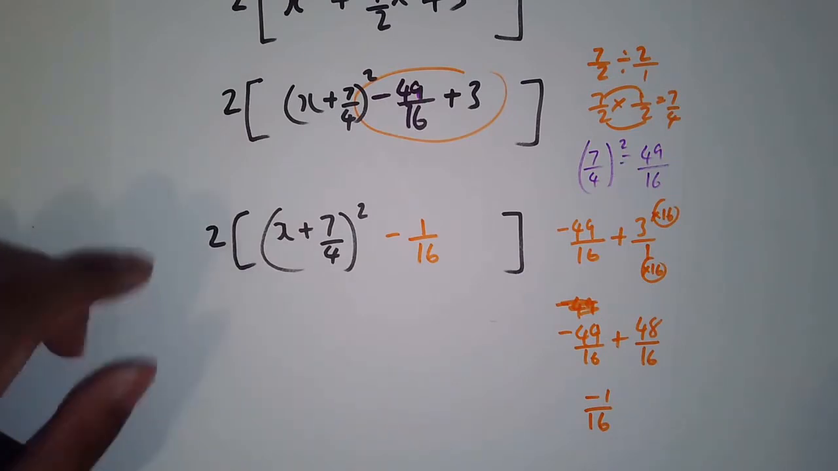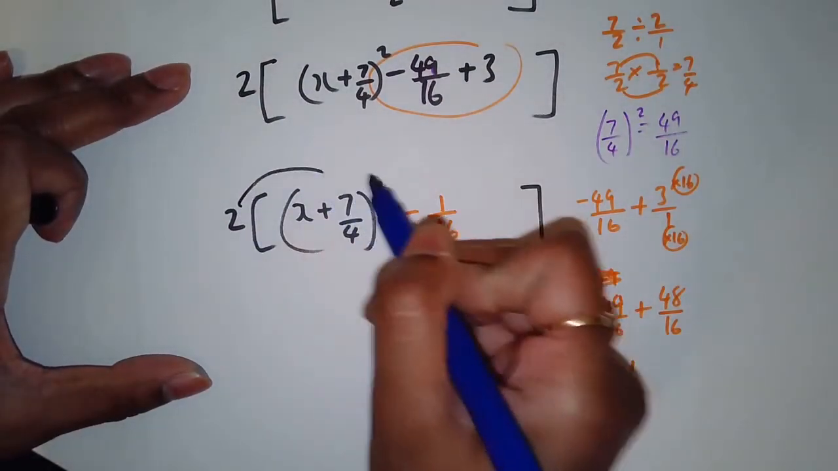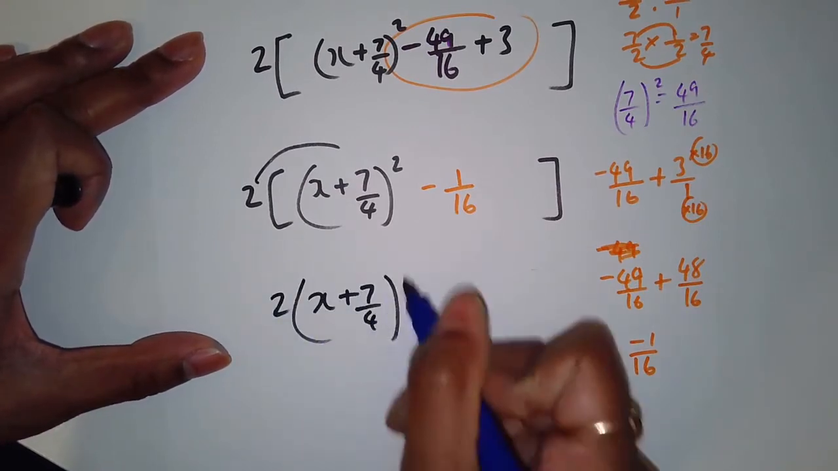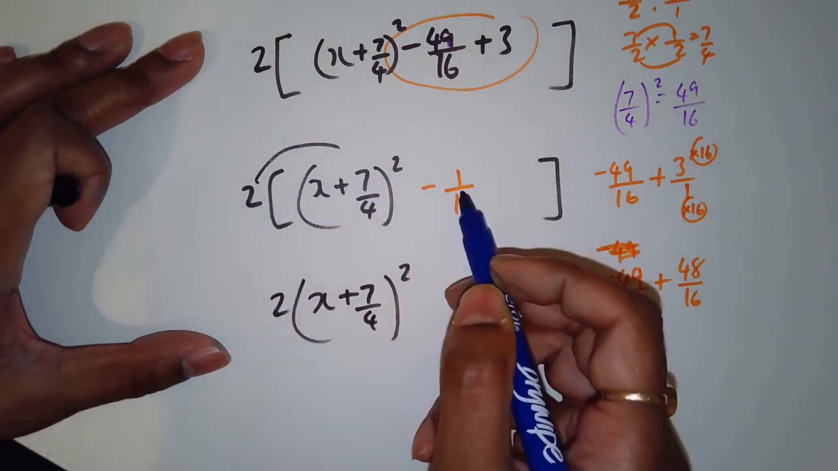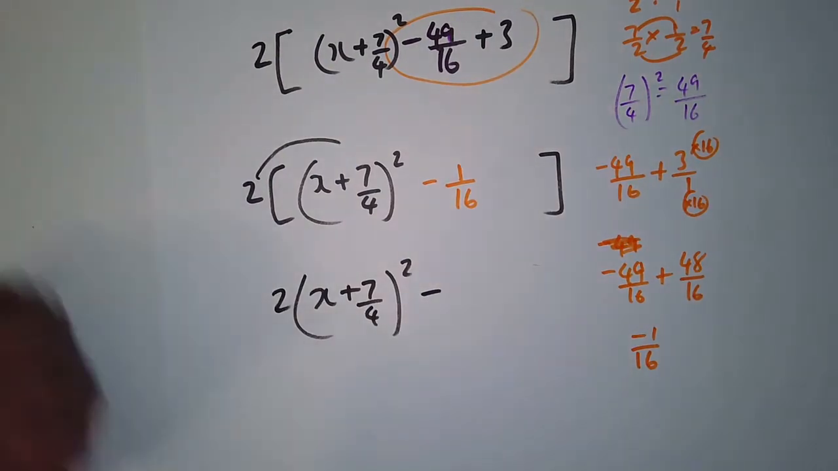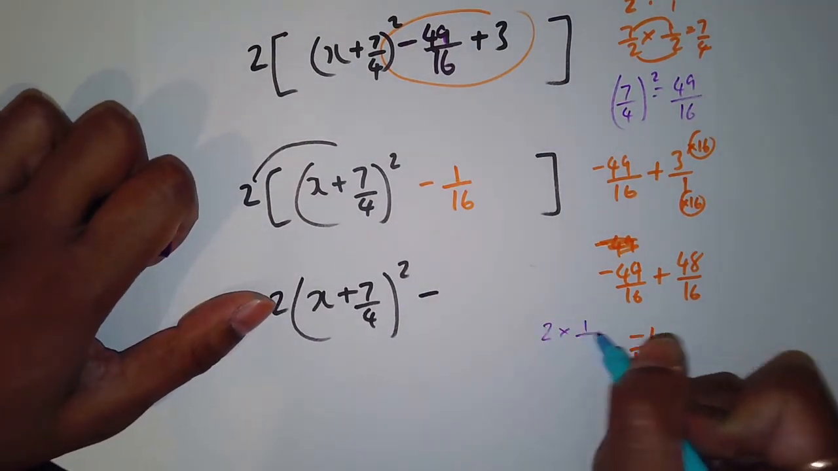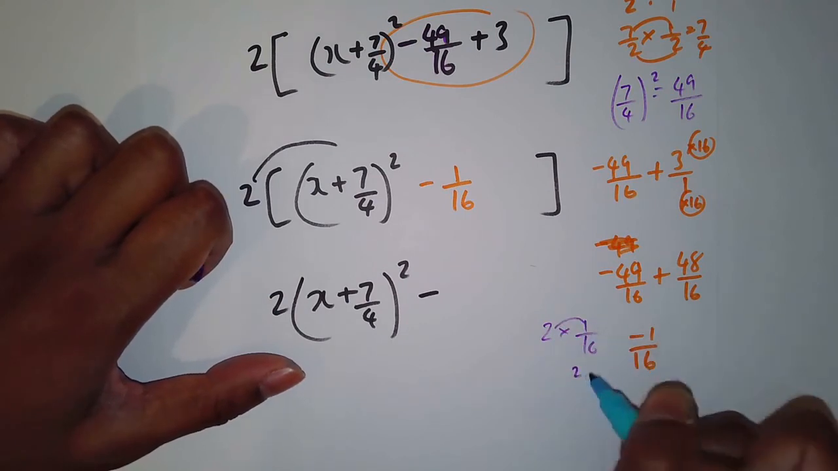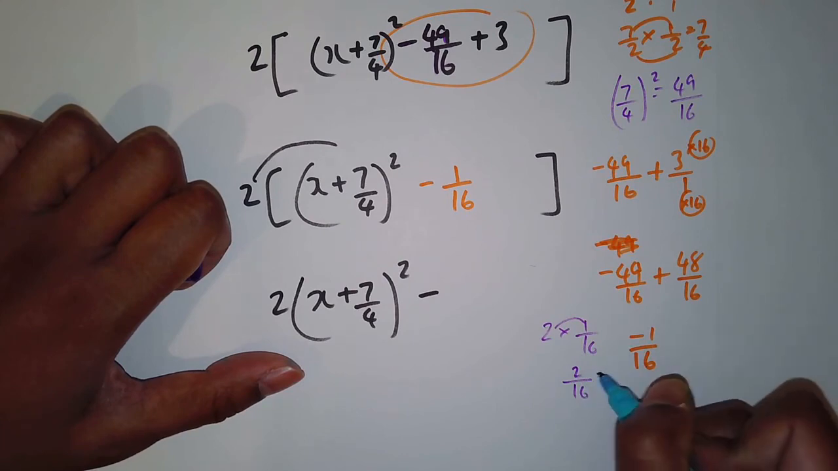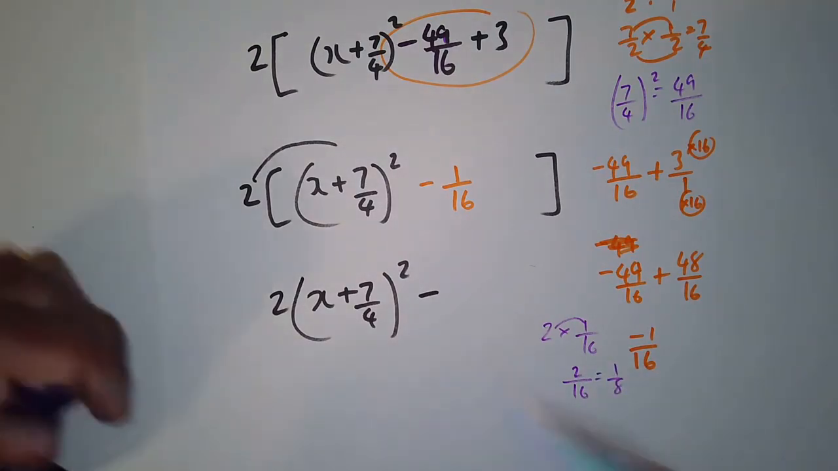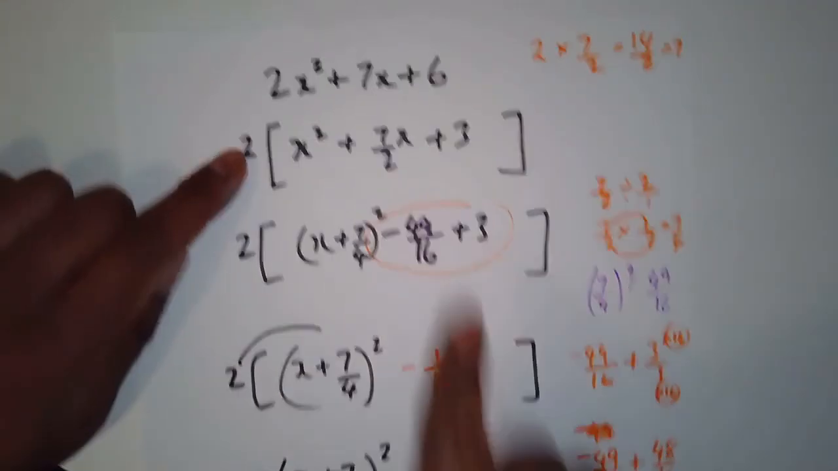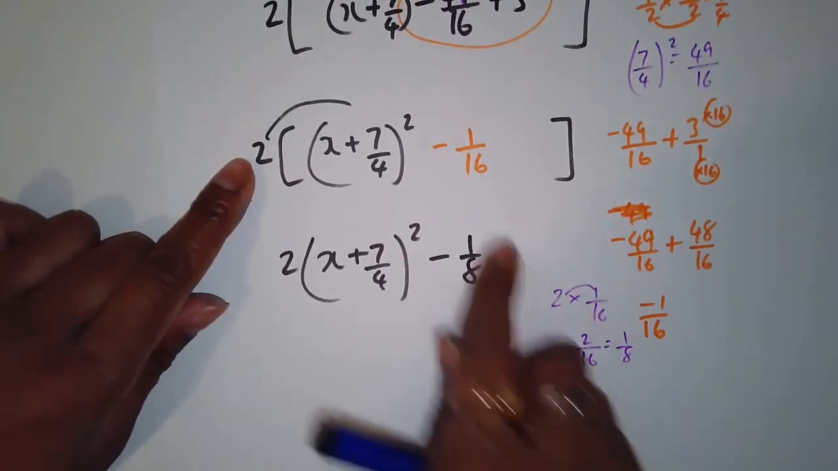Now let's bring the 2 back into play. 2 times all of that is just 2, that's what it is. And then 2 times that, 2 times 1 over 16. 2 times 1 is 2. And you've got the 16 at the bottom. That can be simplified. Half it and half it again. That's going to be 1 over 8. So minus 1 over 8. Now here, I've completed the square right there. Done.